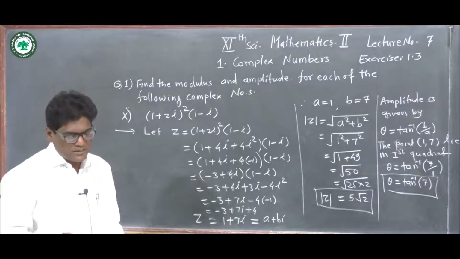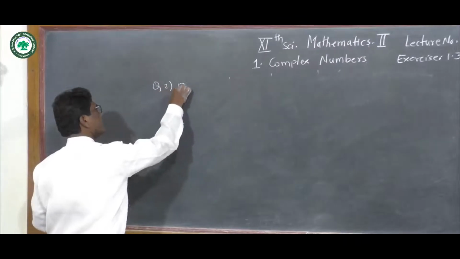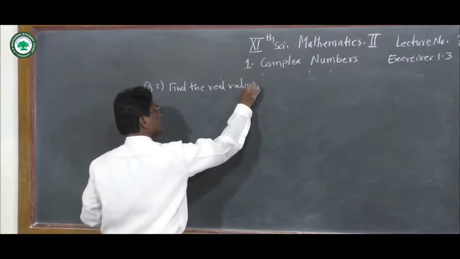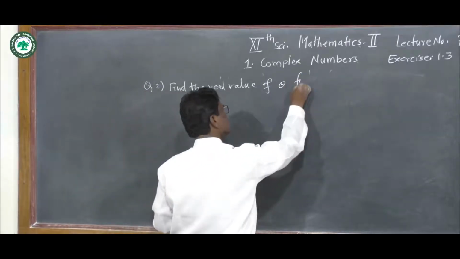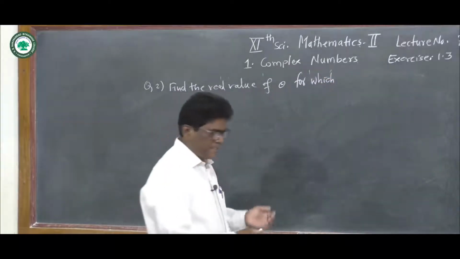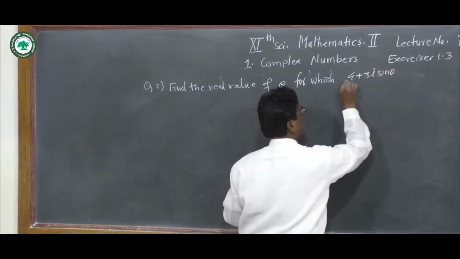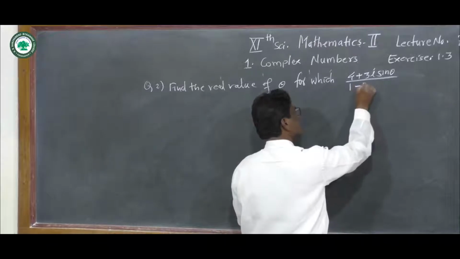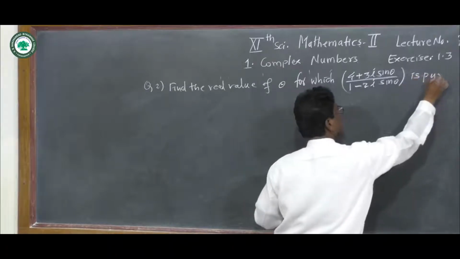Now here question number second is: find the real value of theta for which 4 plus 3i sin theta divided by 1 minus 2i sin theta is purely real.